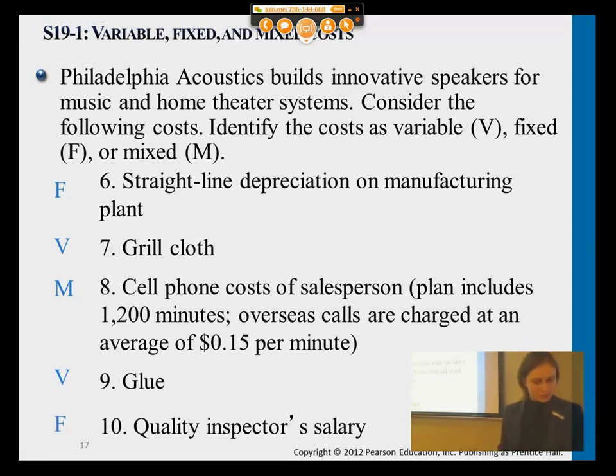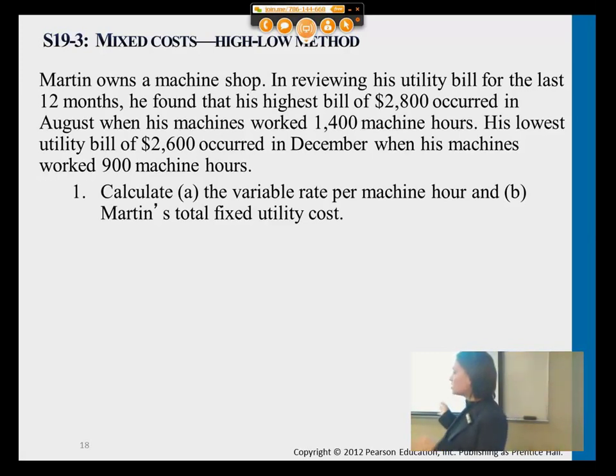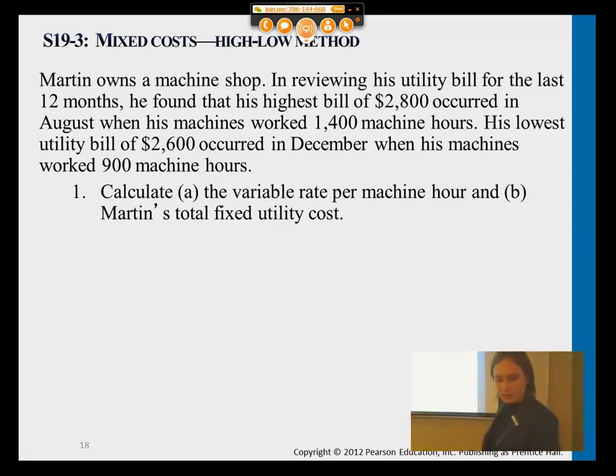Okay, because you were so good, we have another one. Okay, so we're going to do a couple parts of this problem. And ask me questions if you do not understand how we calculate this. So Martin owns a machine shop. And in reviewing his utility bill, we just talked about the utility, right? So it's all mixed costs.